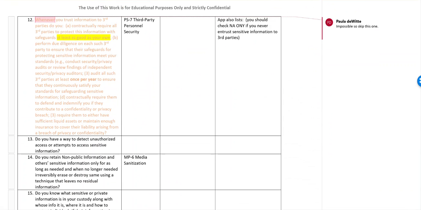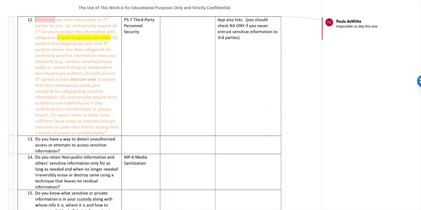Let me just pick out one of them. Requirement sub 3, audit all such third parties at least once a year to ensure that they continuously satisfy your standards for safeguarding sensitive information. Obviously, if you're doing it once a year, how are you going to do it continuously? How are you going to conduct that audit? If you're a little mom and pop shop and you have third-party vendors that would be interacting with your personal data.